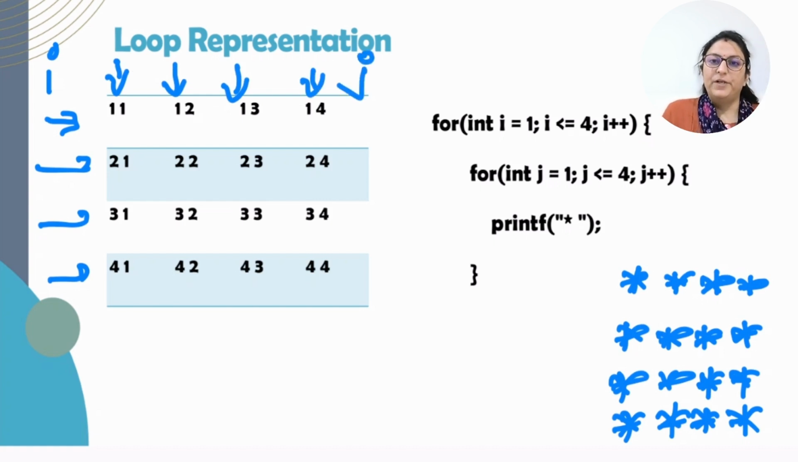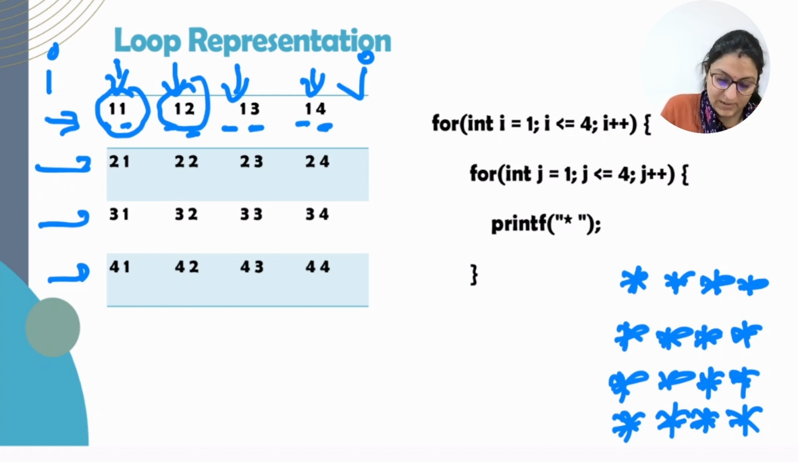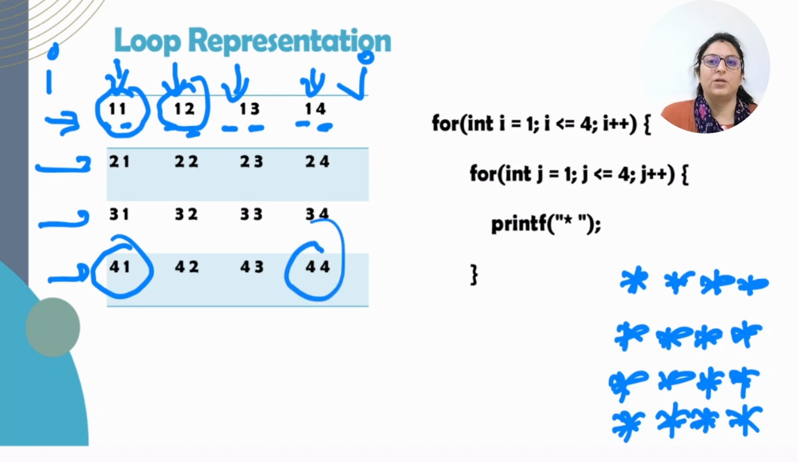If we talk about the first iteration of I, for each iteration of I, J will run completely. So for J, 1, 2, 3 and 4. I remains 1. At the same time, J will be changed: 1, 2, 3, 4. So this combination is known as first row and first column. This combination is known as first row and second column. The same way, this combination is known as fourth row and first column. And this one is fourth row and fourth column.